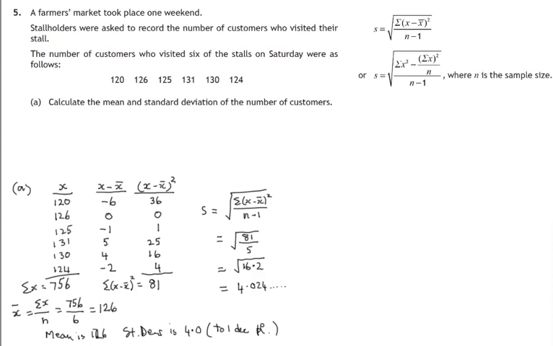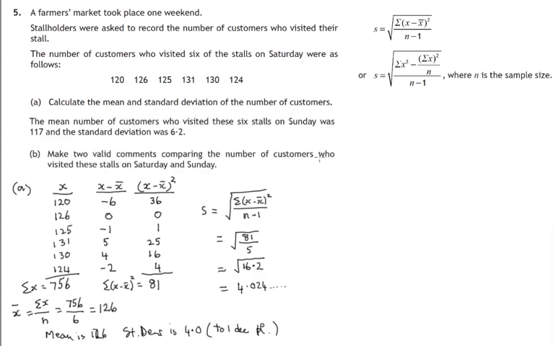So let's move on to part B of this question. In this one we're told the mean number of customers that visited the 6 stalls on Sunday and also the standard deviation. And we're asked to make 2 valid comments comparing the number of customers on the Saturday and on the Sunday. So we did calculate 2 statistics: the mean and the standard deviation, so there'll be 1 statement involving the mean, and 1 statement involving the standard deviation. So let's start with using the mean.